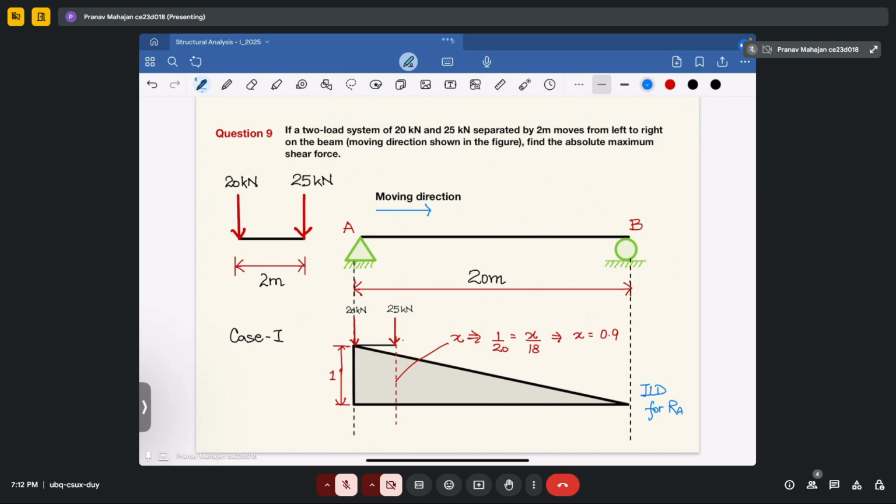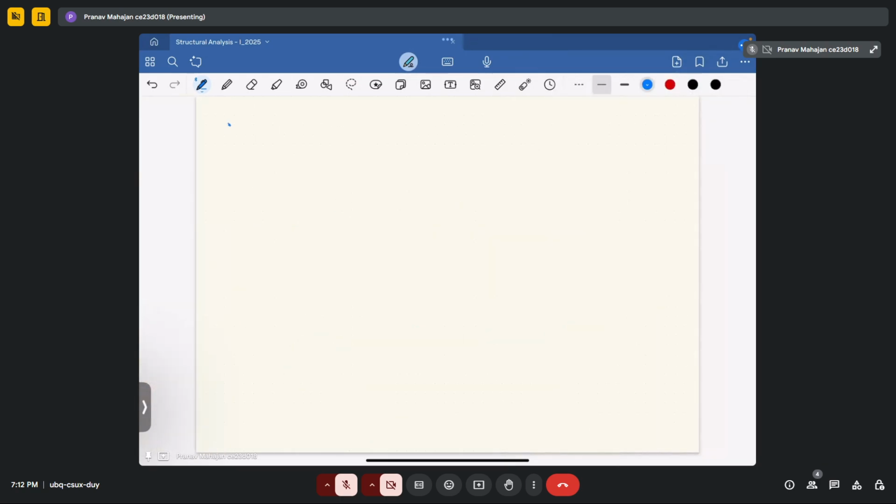If I try to determine the shear force in this case, so shear force for reaction A, it will be equal to 20 into 1 plus 25 into 0.9. So what will you get as the value? You will get the value as 42.5 kilonewton.